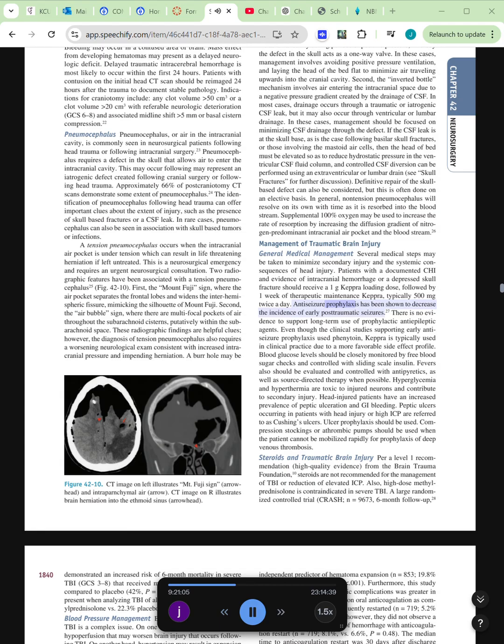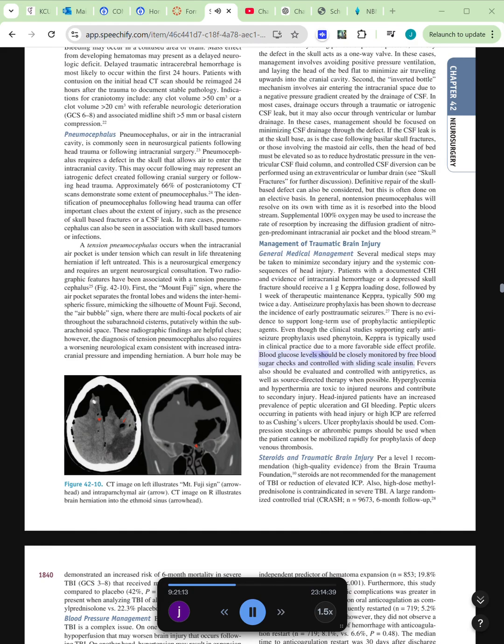Anti-seizure prophylaxis has been shown to decrease the incidence of early post-traumatic seizures. There is no evidence to support long-term use of prophylactic anti-epileptic agents. Even though the clinical studies supporting early anti-seizure prophylaxis used phenytoin, Keppra is typically used in clinical practice due to a more favorable side effect profile.